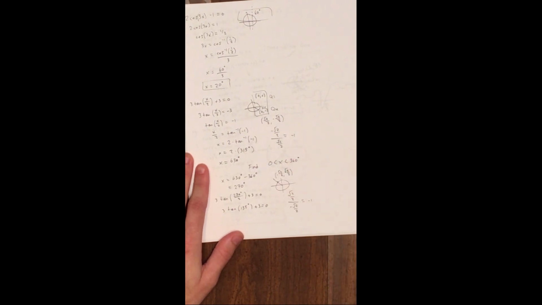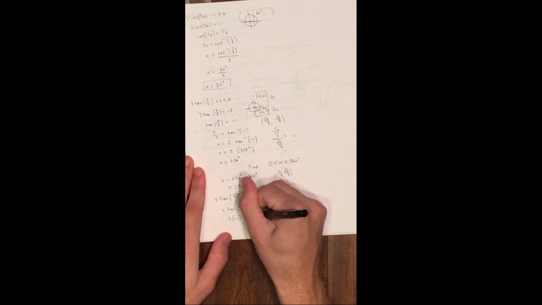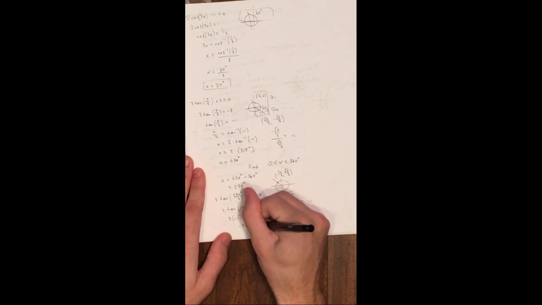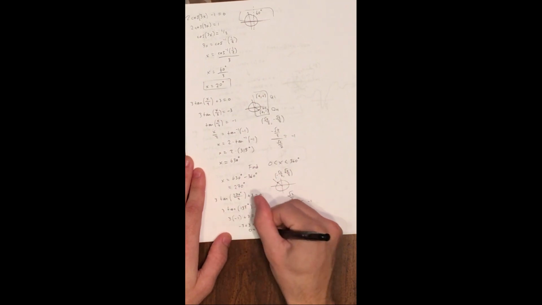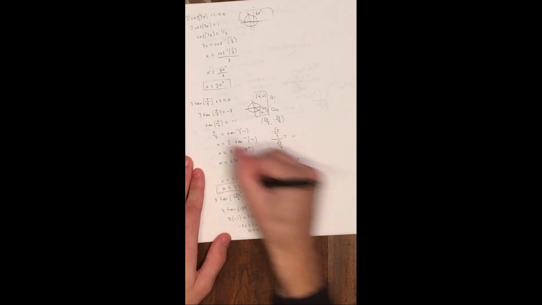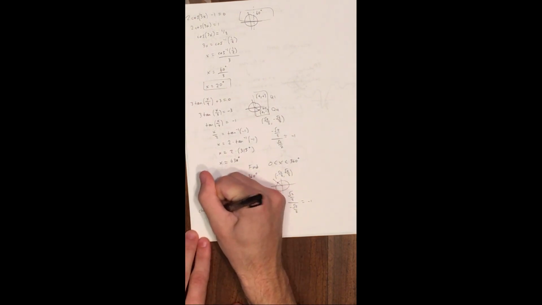So 3 times minus 1 plus 3 is equal to 0. So minus 3 plus 3 is equal to 0. Okay, good. We did do it right. We get 0 is equal to 0. So our answer is x equal to 270 degrees. Or if you're doing this in radians, also fine, that would be 3 pi over 2 radians.